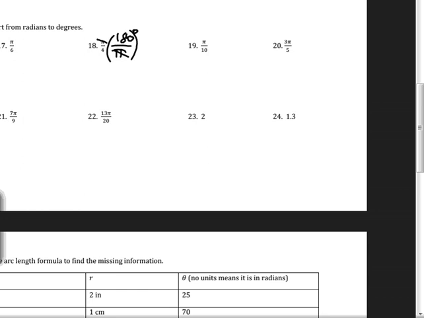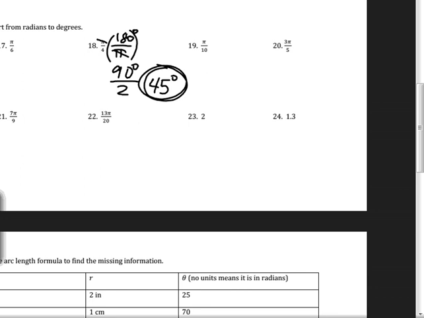180 degrees divided by 4. The question really is, how many times does 4 go into that? I like to think of it this way. 2 goes into both of them. 90 degrees over 2. And then I can do it again. Oh, 2 goes into 90, 45. So I go 45 degrees. There we go. Okay, so there's radians to degrees.